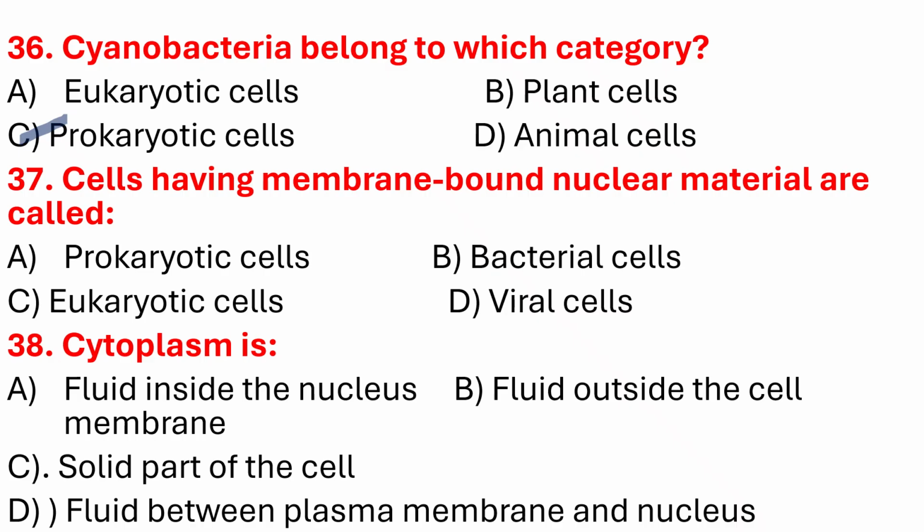Option C. Cytoplasm is fluid inside the nucleus, fluid outside the cell membrane. Option C. Solid part of the cell. Option D. Fluid between the plasma membrane and nucleus.